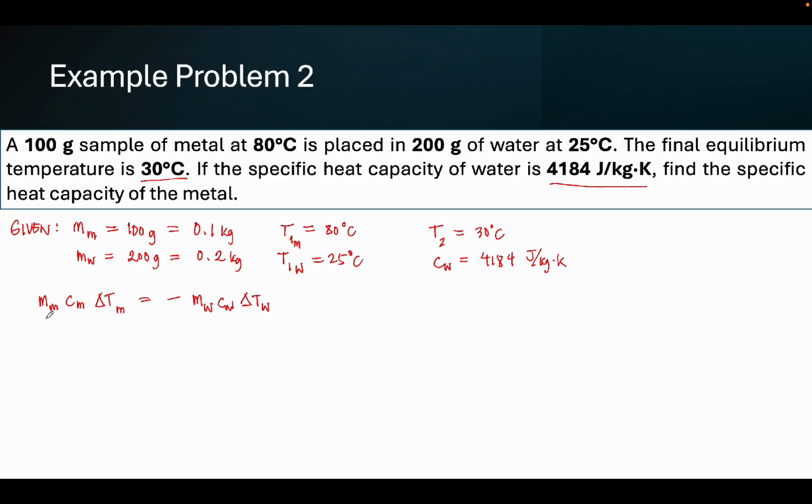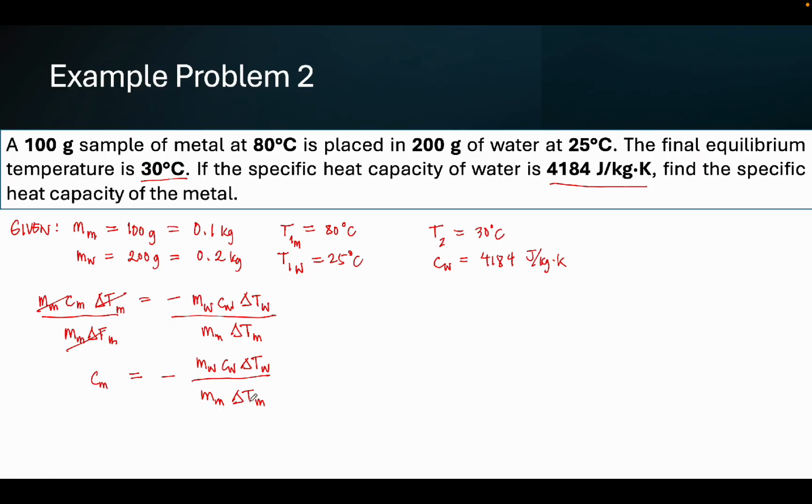We will divide both sides, before we substitute their corresponding given values, with m sub m and delta T sub m, so that it will cancel out. So, what remains on the left side of this equation is C sub m, which is equal to the negative of mass of water times specific heat of water times delta T of water divided by mass of the metal times the delta T of the metal.